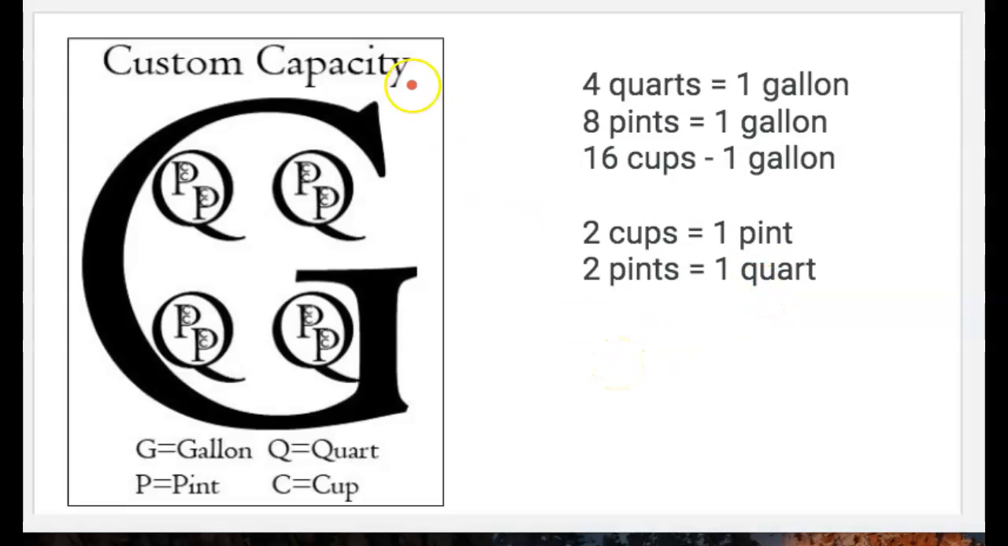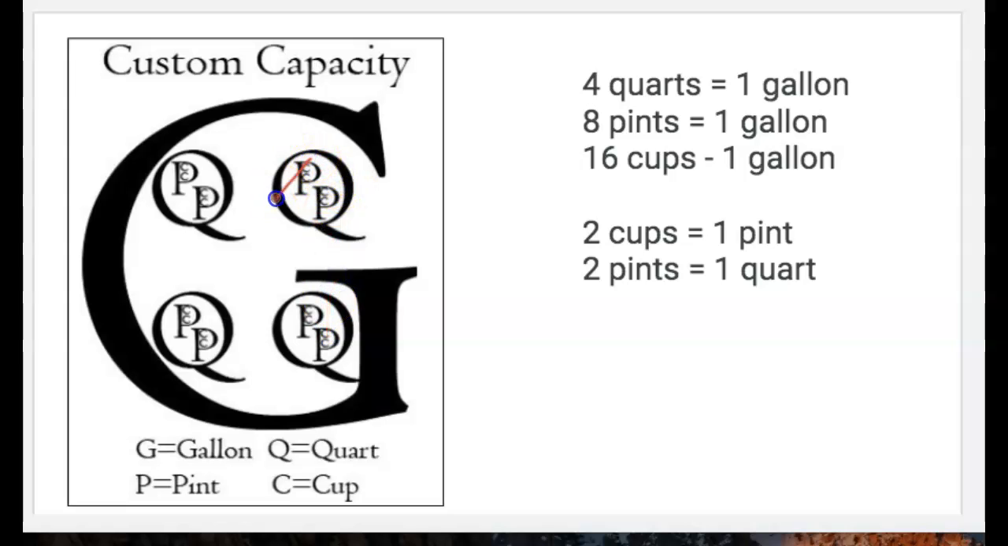Now that sounds like a lot, but there's actually kind of an easy way to remember it, and that's to use this, the big G, I like to call it. The way that this works is a G represents a gallon, which is our biggest form of measurement. Inside the gallon, you have 4 Q's, which are 4 quarts. So it takes 4 quarts to make 1 gallon. By the way, if you cut a gallon in half, it takes 2 quarts to make half a gallon.